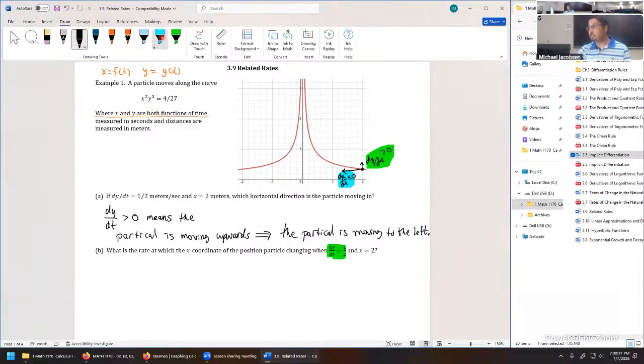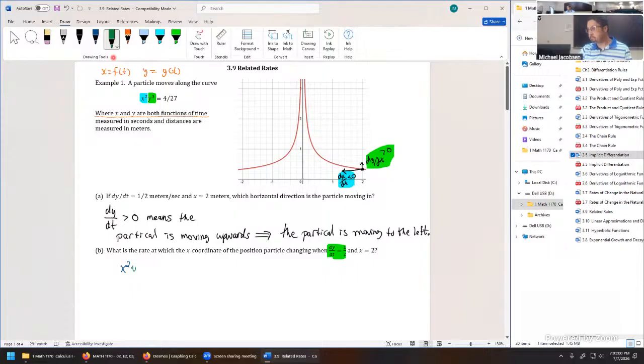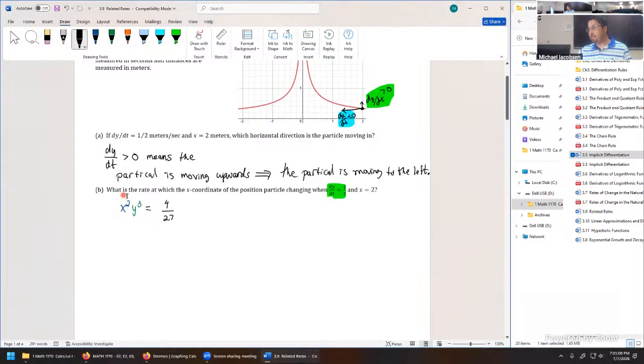We have two functions. We have the x variable with the y variable. They're functions of time, independent functions, so different letters. So if we're going to differentiate this equation, we require the product rule. So let's maybe copy it down so it's just available here for us to eyeball. X squared times y cubed equals 4 over 27.